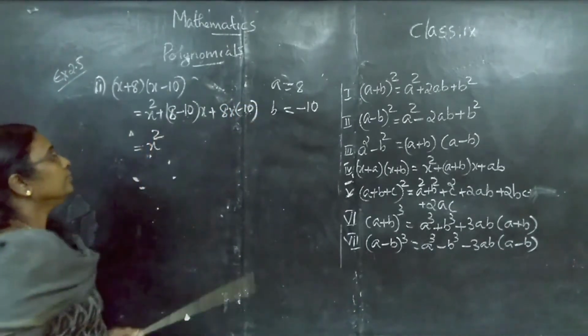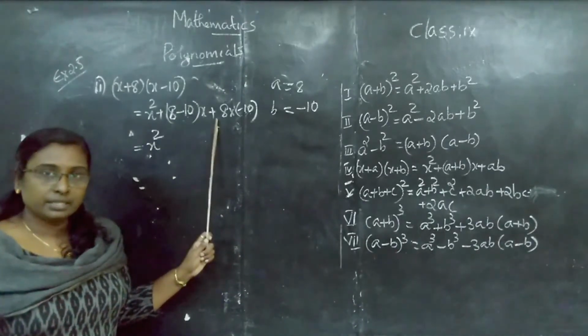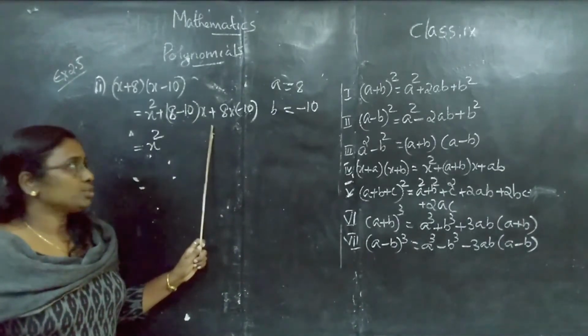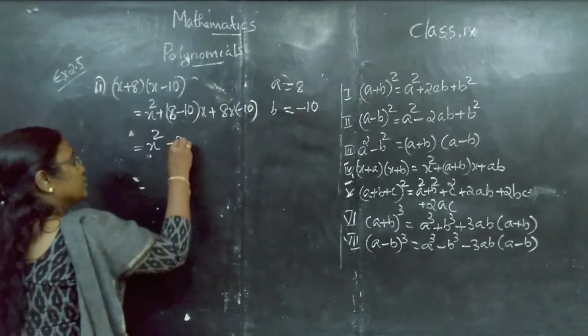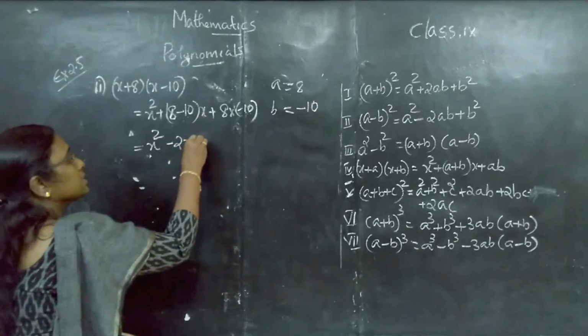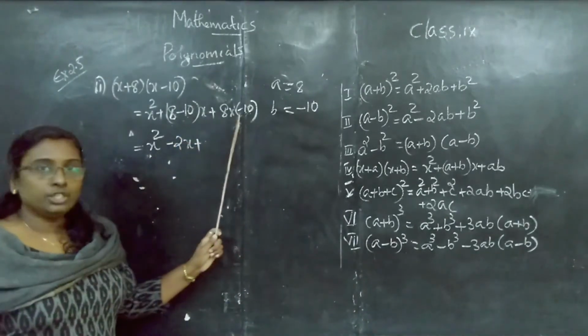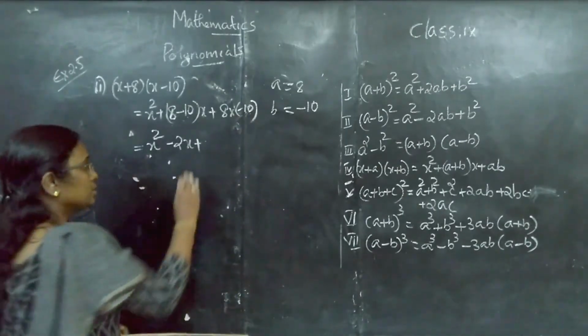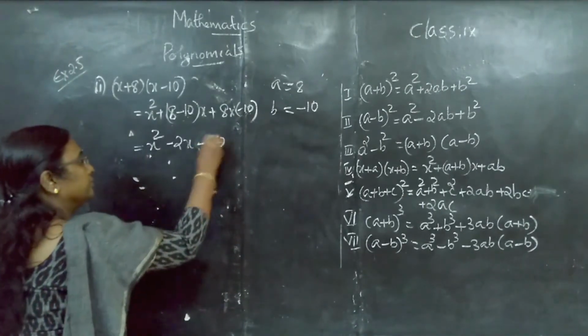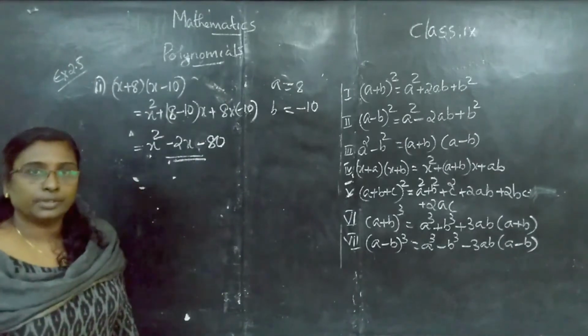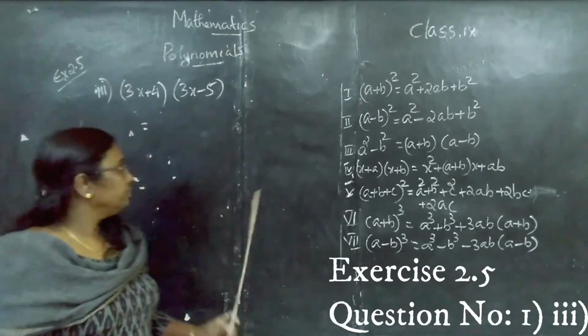Equal to x square. Here 8 minus 10. What is 8 minus 10? Minus 2. Minus 2 into x, minus 2x plus 8 into minus 10 is minus 80. So right back is minus 80. This is the answer. Okay. Come to the third question.